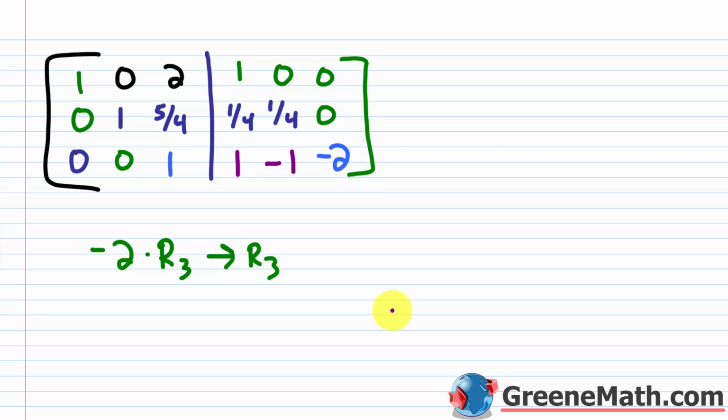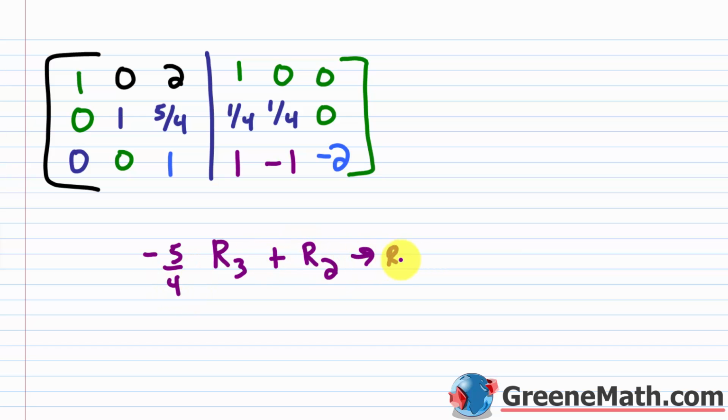And now what we want to do is get a 0 here, and we'll be done. Okay, so I'm going to multiply row 3 by the opposite of 5/4, which is negative 5/4. Add the result to row 2. Okay, you already know what's going on. So for these first two, it doesn't matter because I'm multiplying by 0. So anything by 0 is going to be 0. And then if I add 0 to something, it's not going to change. So I don't need to worry about those entries.